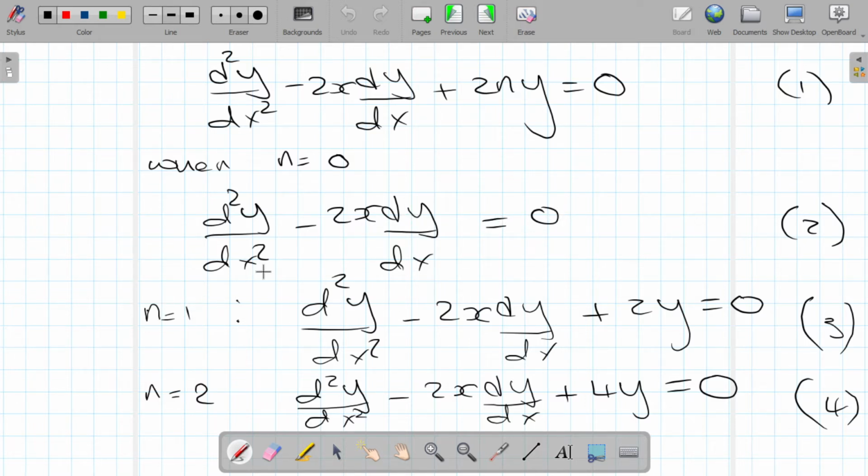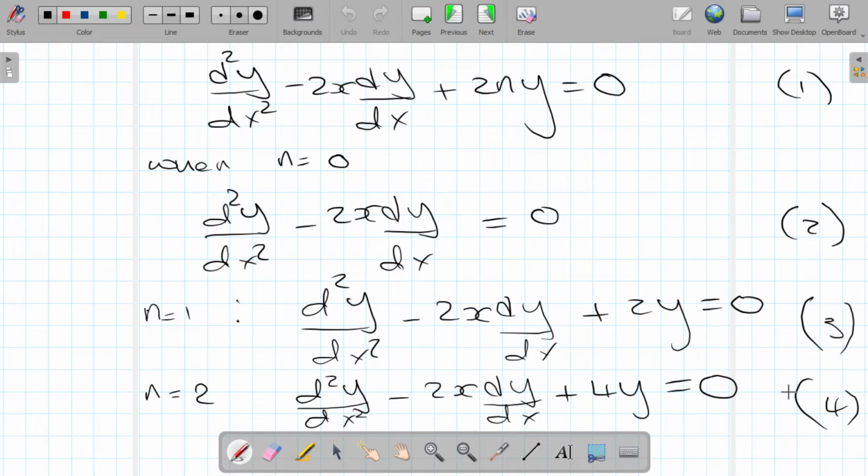When n is equal to 1, this third term becomes 2 times 1y. So we've got a 2y term here. And indeed, equation 3 reads d squared y by dx squared minus 2x dy by dx plus 2y equals 0. And when n is equal to 2, then you've got 2 times 2 here, which is 4. So equation 4 reads d squared y by dx squared minus 2x dy by dx plus 4y equals 0.